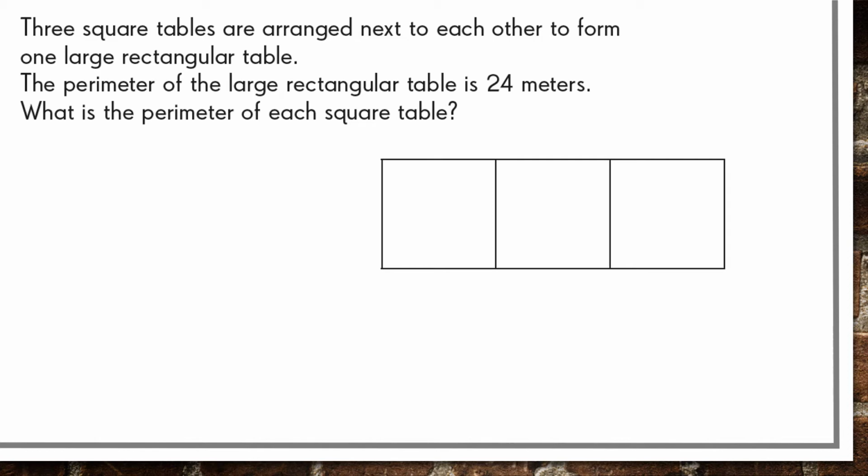All right, let's read this problem. There are 3 square tables. They're arranged next to each other to form a large rectangular table. You can see that in the diagram. The perimeter of the large rectangular table is 24 meters. What is the perimeter of each square table?